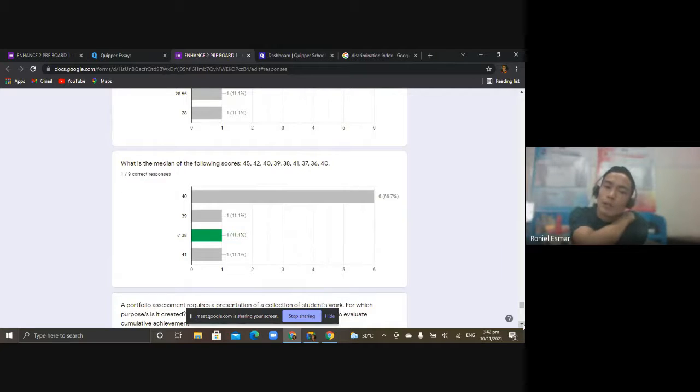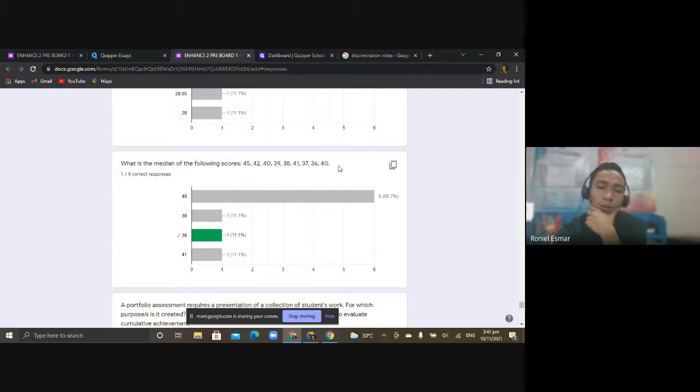So the median is the value in between all of this score distribution. But in order for us to get the value in between, we have to arrange this first from the lowest to the highest value, or from the lowest to the highest score. If we do that, we'll be able to get 38. And again, in getting the median, we will count the same value as 1.